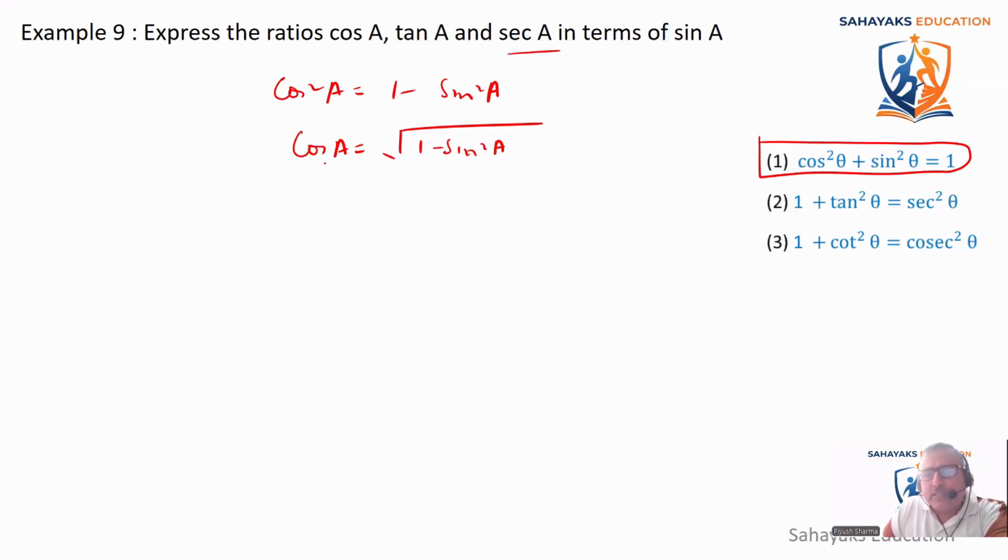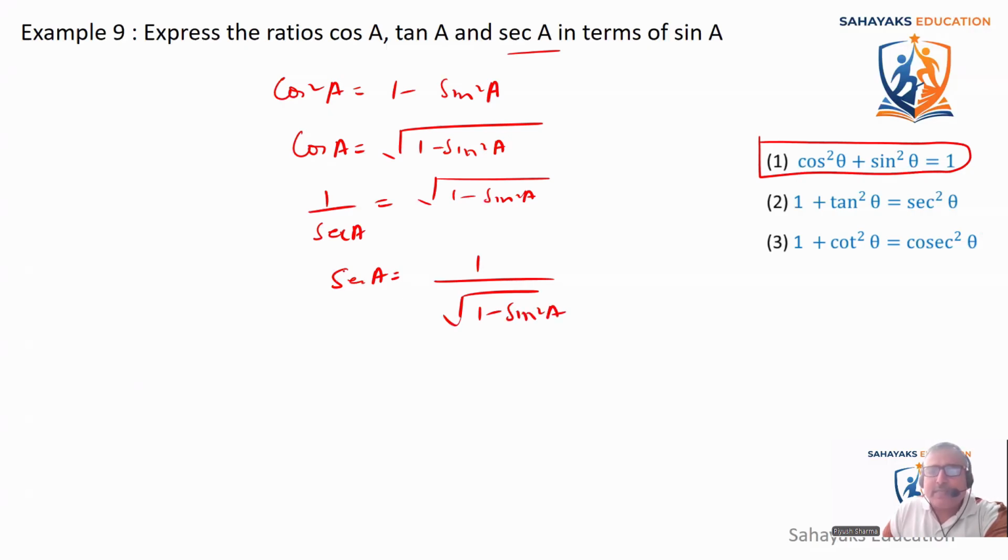So instead of writing cos A, we'll just write it as 1 by sec A is equal to square root of 1 minus sine square A. Okay, so cross multiply, so it becomes sec A is equal to 1 divided by square root of 1 minus sine square A. So we could express sec A in terms of sine A.